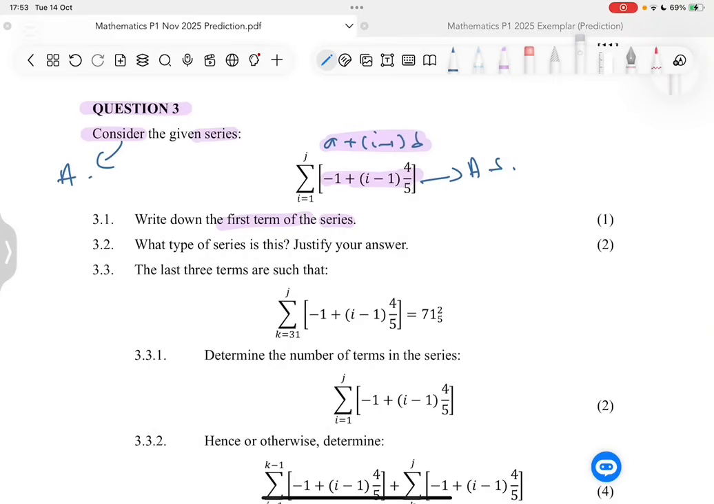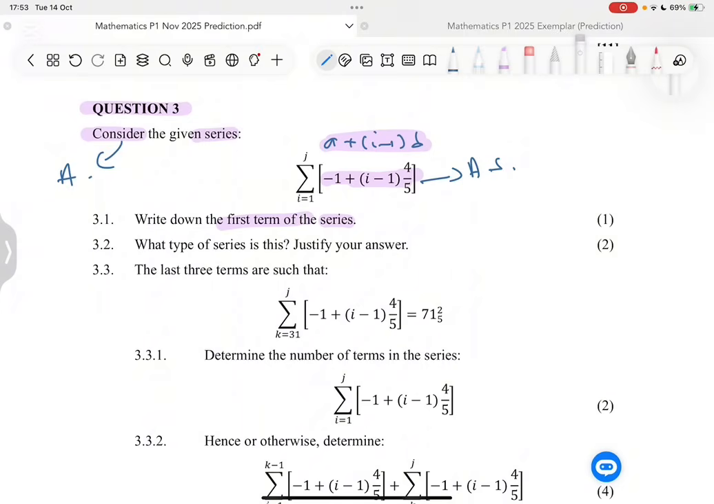Again, another way would be to expand this by putting the 1, the 2, the 3, and you get all the terms here, and then you find the difference between two successive terms, if you like. Then you will be able to get that common difference of 4/5. But there's no need, because you can really see it from there.